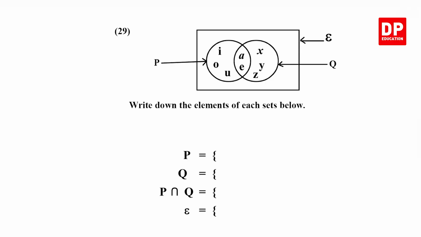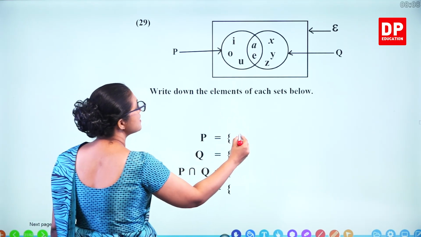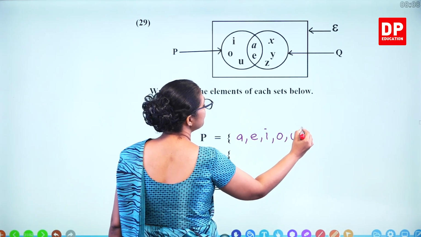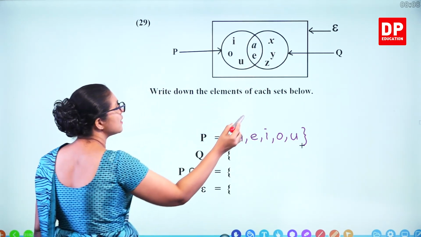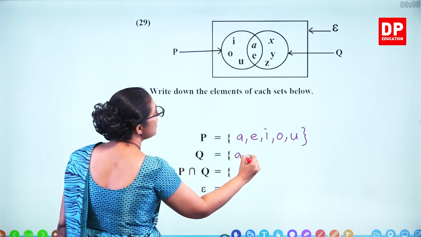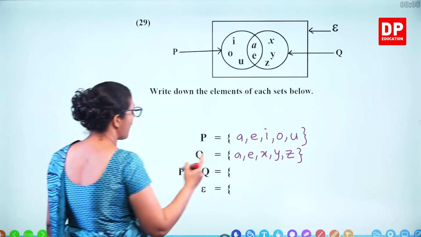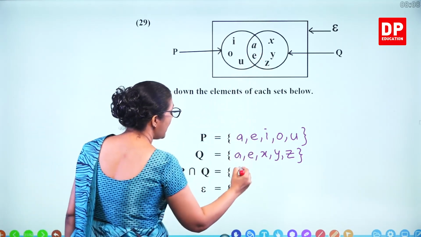Look at this one. You are given epsilon, Q and P. Write down the elements of each set below. What's P? You have to look at the P circle. What are the letters? A, E, I, O, U. What are the elements in Q? That's inside the Q circle. A, E, X, Y, Z. P intersection Q, the common region: A, E.